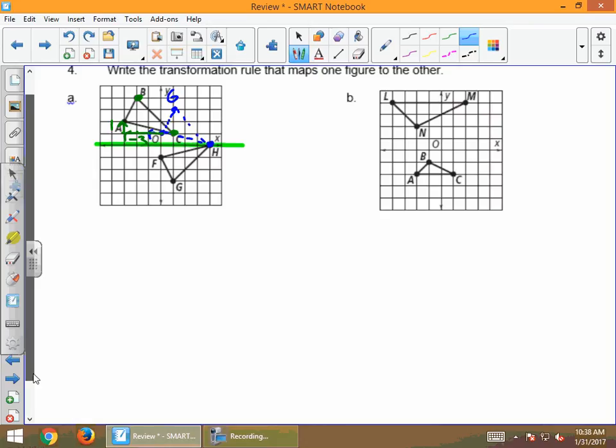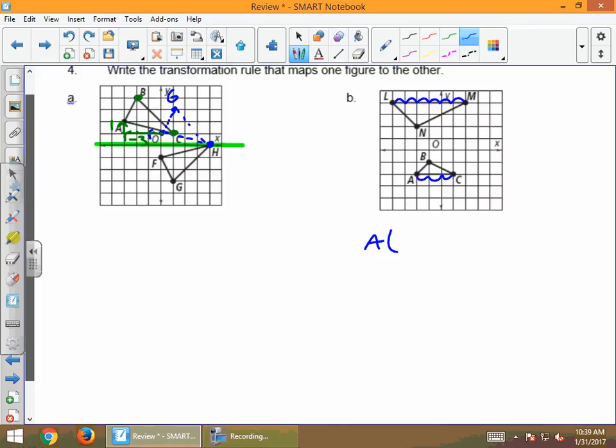Take the flat side, nice flat, and count. What's the distance of this flat side? 3. What's the distance of this flat side? 6. Good. So think, what do I have to multiply 3 by to get 6? 2. So we're doing a dilation of 2. That means you're multiplying each of those vertices by 2. Write them down.